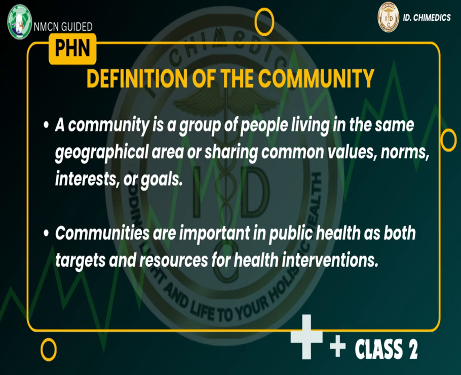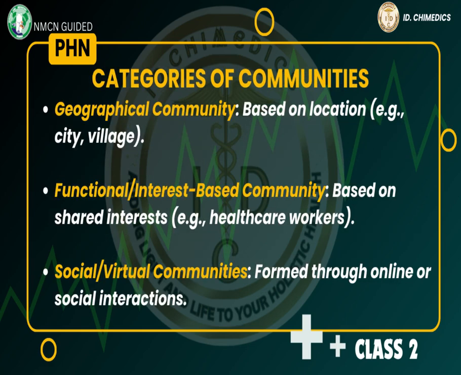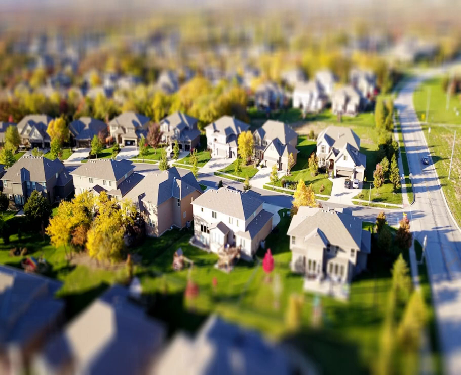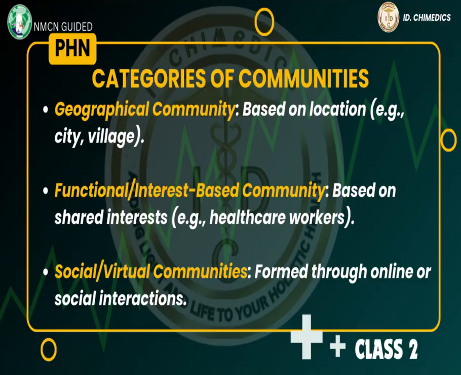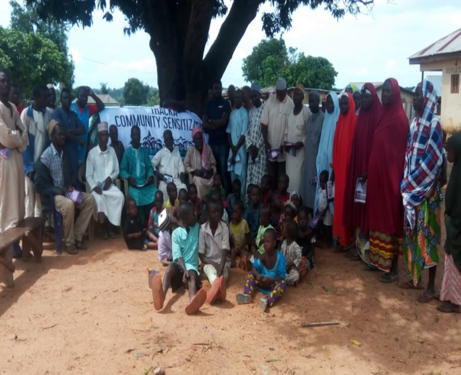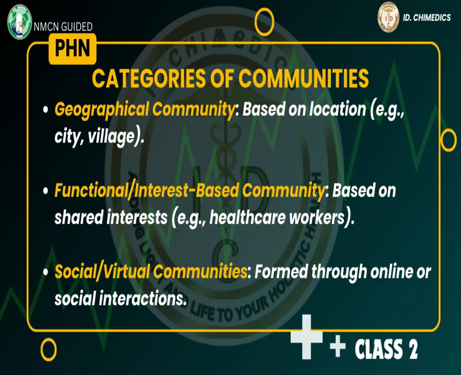Take note that community can be categorized into 3 basic categories. Number 1 is the geographical community, which has to do with a community based on its location, a defined location, such as a city, a village, a neighborhood. The location is defined.